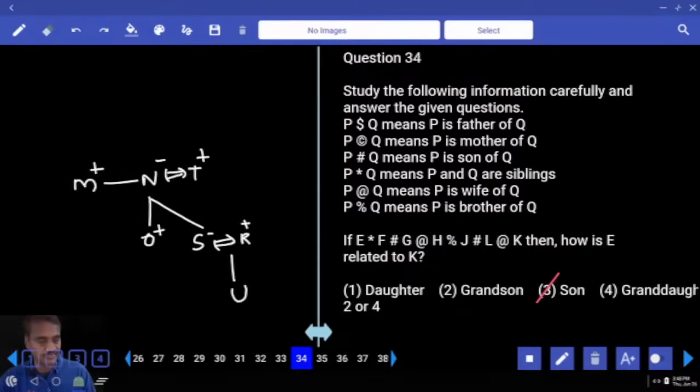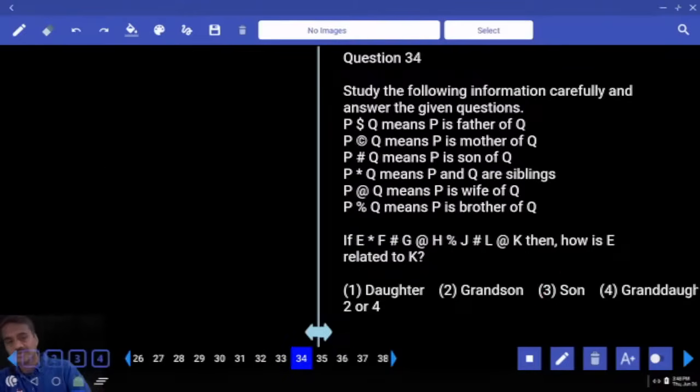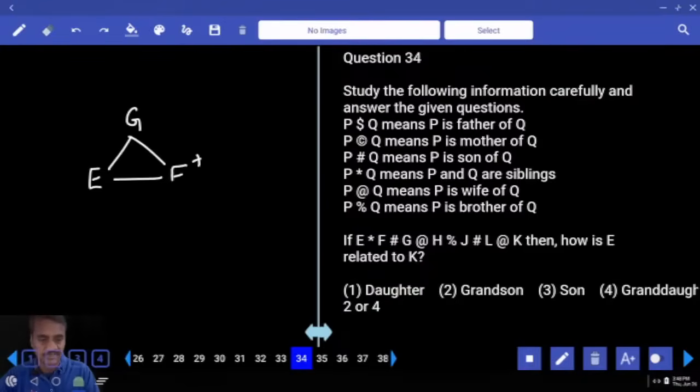The next one, 34: E * F. Now in this, the star stands for E and F being siblings to each other. The genders are not known. F # means F is the son of G. That means E and F are the children of G. G @ H: G is the wife of H. Now G and H are a married couple. G is a female, H is a male. H % means H is the brother of G.